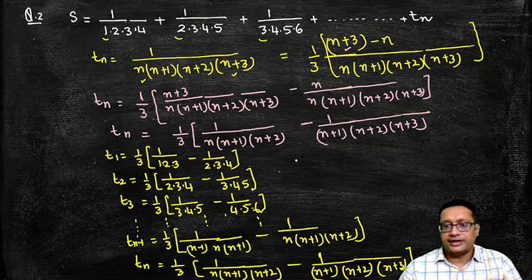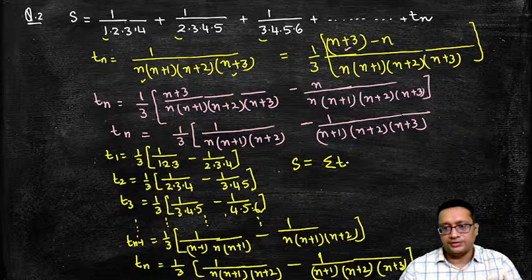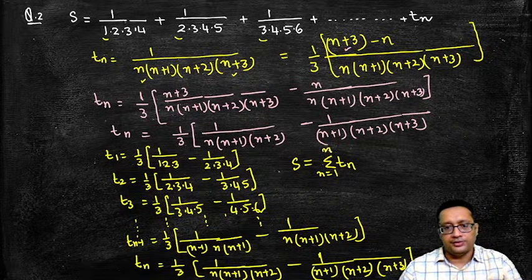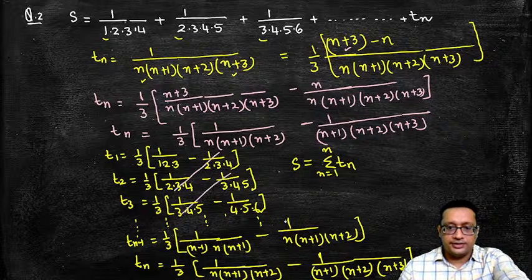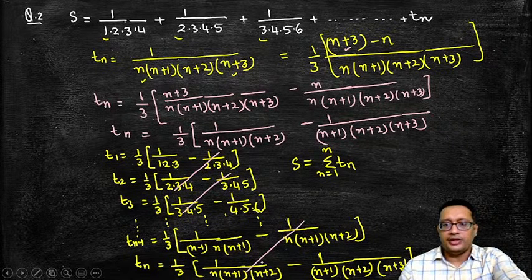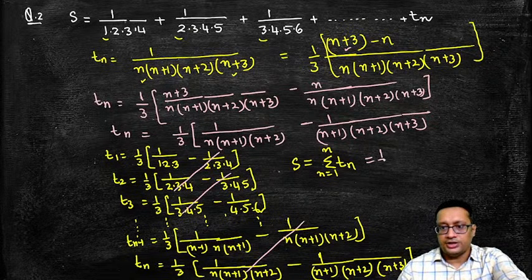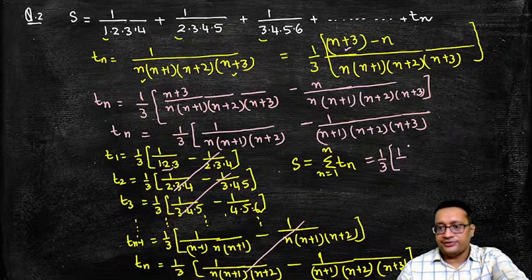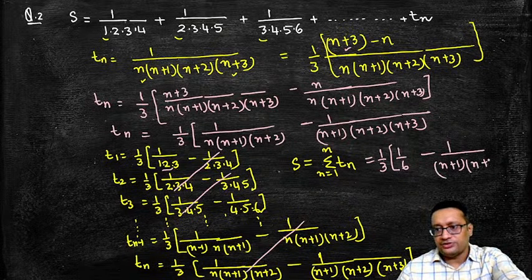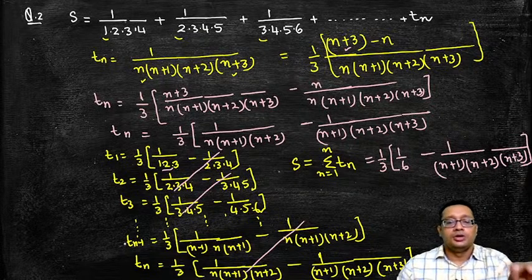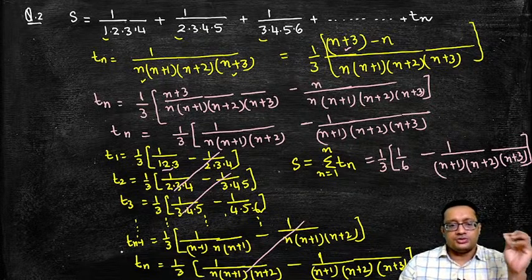How will it get cancelled? S is equal to sigma Tn, n from 1 to n. See here, this gets cancelled like this. This is cancelling, this is cancelling, this is cancelling. Then S is equal to 1 by 3, 1 upon 2 into 3, which becomes 6, and the last term remaining is 1 upon (n+1)(n+2)(n+3). So this is the answer of this series.